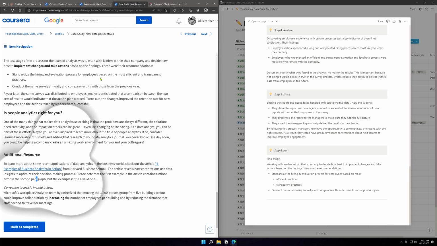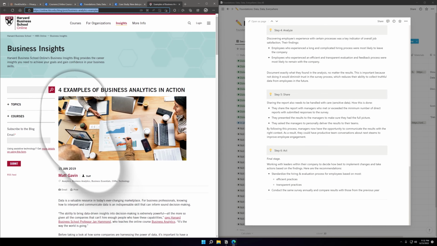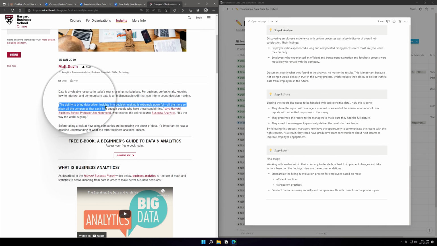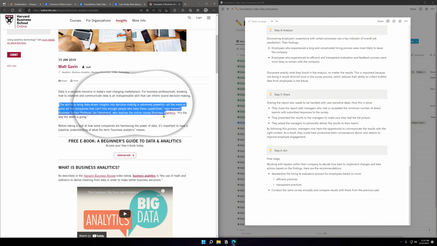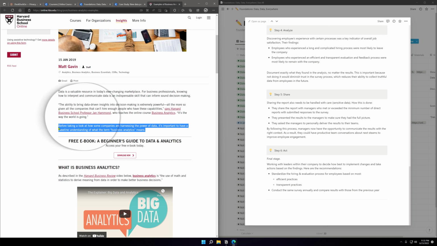The ability to bring data-driven insights into decision-making is extremely powerful, all the more so given all the companies that can't hire enough people who have these capabilities. Before taking a look at how some companies are harnessing the power of data, it's important to have a baseline understanding of what the term business analytics means.